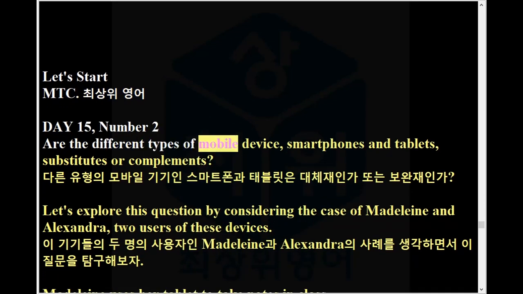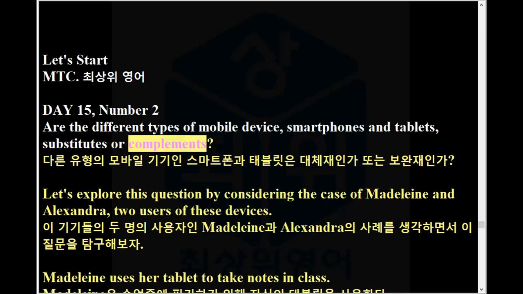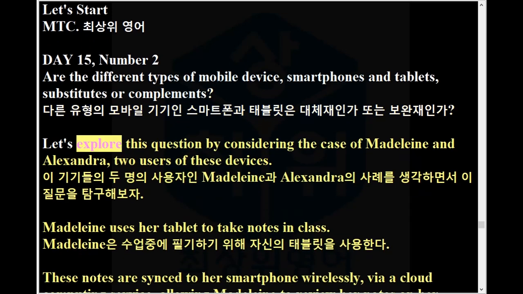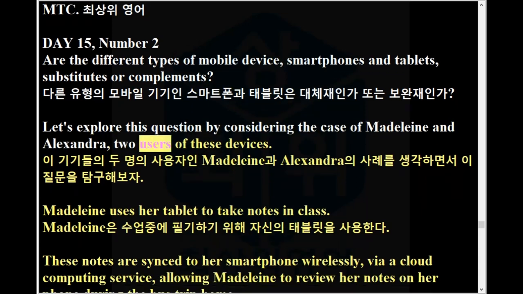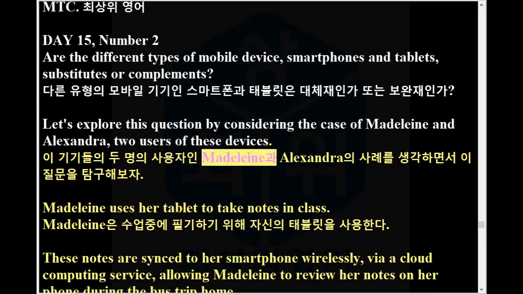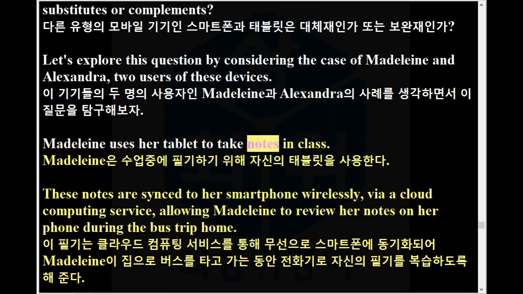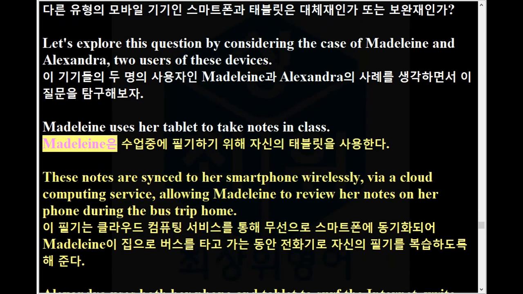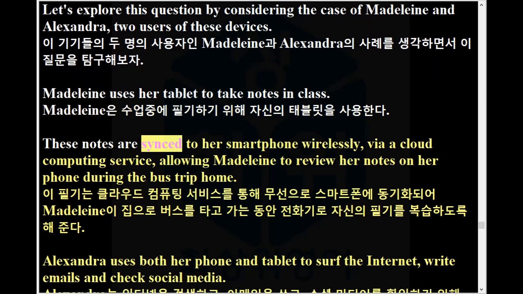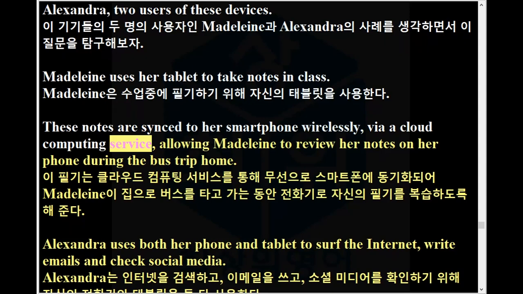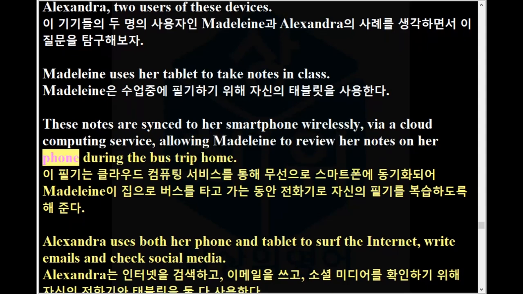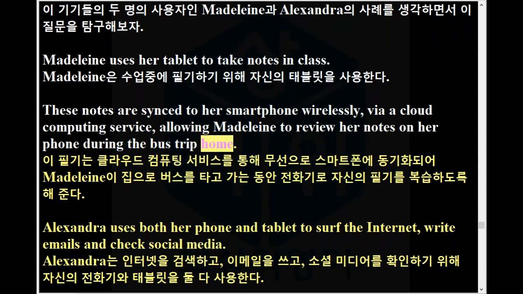Are the different types of mobile device, smartphones and tablets, substitutes or complements? Let's explore this question by considering the case of Madeline and Alexandra, two users of these devices. Madeline uses her tablet to take notes in class. These notes are synced to her smartphone wirelessly, via a cloud computing service, allowing Madeline to review her notes on her phone during the bus trip home.